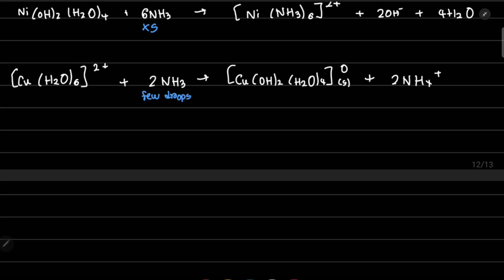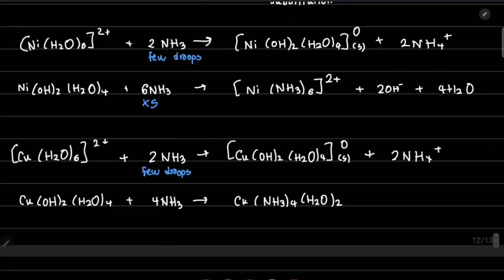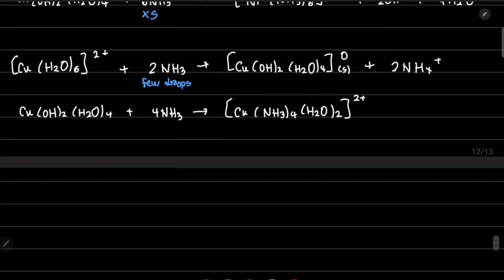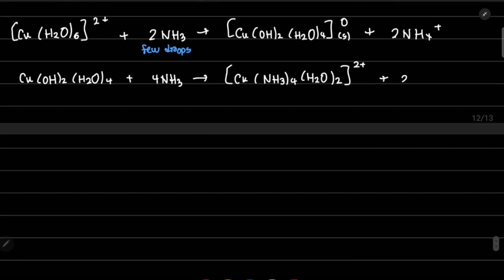If we have excess NH3 with copper, we'll have Cu(OH)2(H2O)4 reacting with 4 moles of ammonia here, not like the previous two, and this will form Cu(NH3)4(H2O)2. This is a bit different from the previous two. We have to remember this. This has a charge of plus 2, and alongside it we'll have 2 moles of OH minus and 2 moles of water.